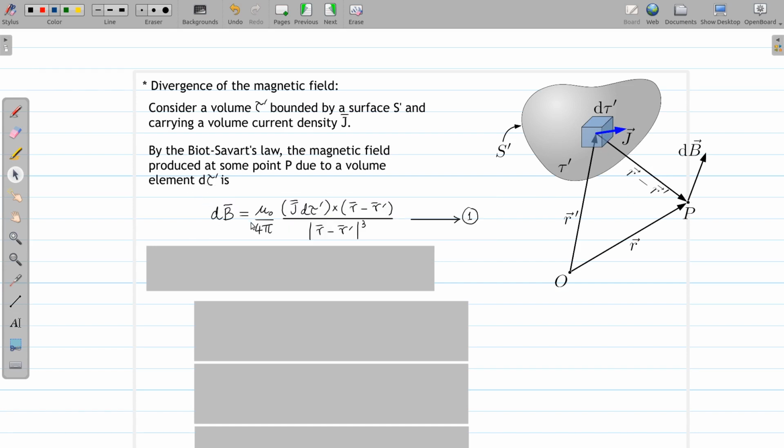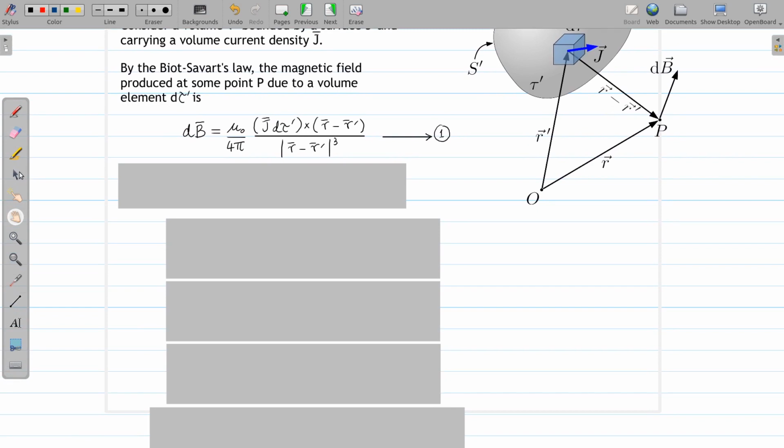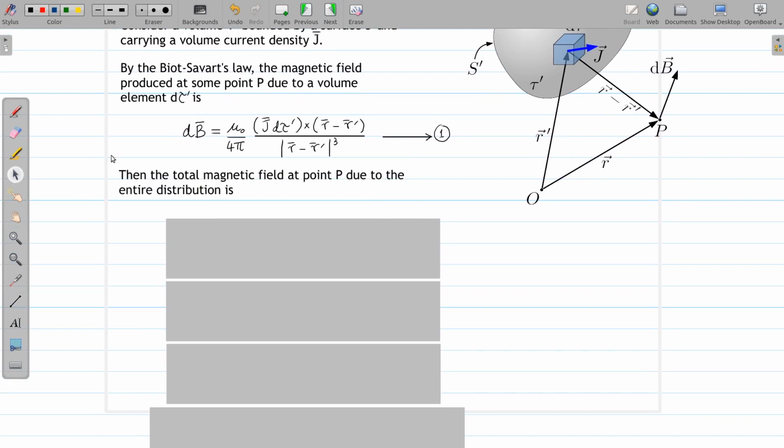This magnetic field is given, again, by the Biot-Savart law, which is mu naught by 4 pi, J d tau cross r minus r prime, which is the separation vector, divided by the cube of the separation distance. In the original Biot-Savart law there was an I dl, but this I dl has been replaced with J d tau, because as you can recall, I dl is equivalent to J d tau. So this is the infinitesimal magnetic field produced by this infinitesimal volume d tau prime. Let's call this equation number 1.